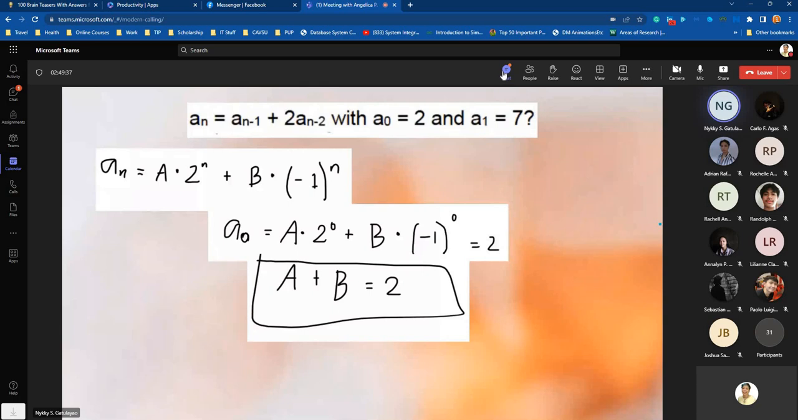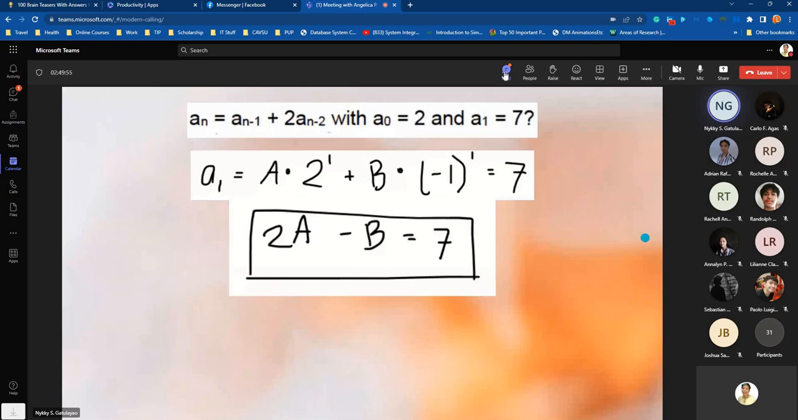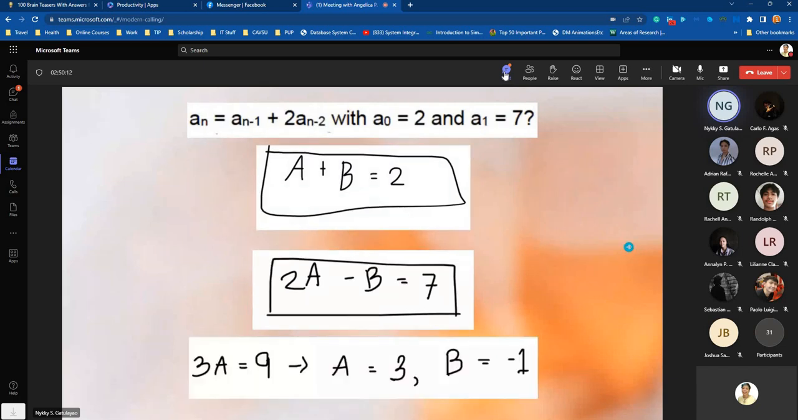Next, a sub 1 is equal to capital A times 2 to the first plus capital B times negative 1 to the first, and that's supposed to give us 7. So this means we have 2A minus B equals 7. We can solve that by either elimination or substitution, but what I will do is add the equations together. That gives us 3A equals 9, which means A equals 3, and in this equation, that means B is equal to negative 1.